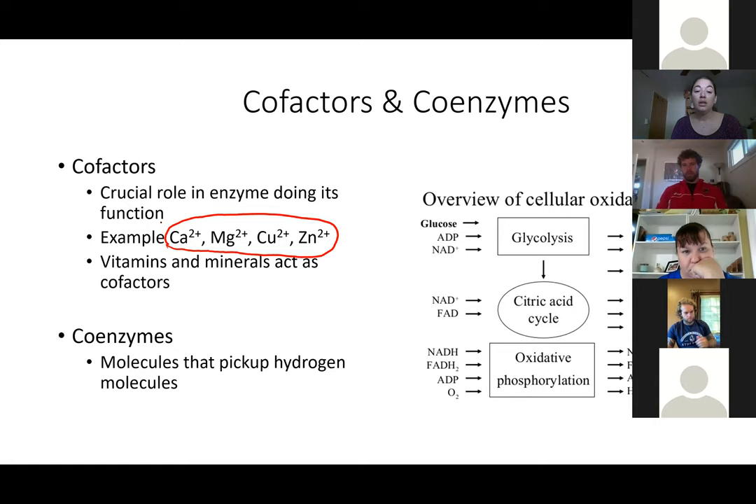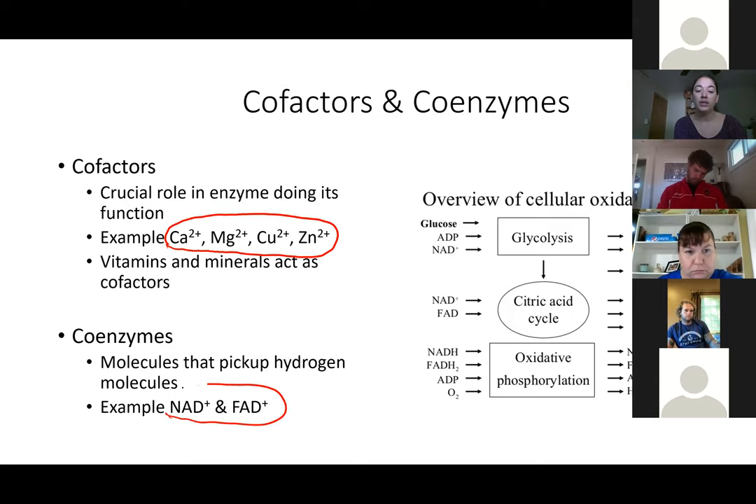Coenzymes. These are molecules that we talked about before, and we'll definitely go into more detail with coenzymes when we do metabolism, but they pick up hydrogen molecules. And that may seem like not a big deal, but it does play an important role in your metabolism. Examples of coenzymes are NAD and FAD. Notice they have a positive charge, so they're going to attract hydrogen ions.